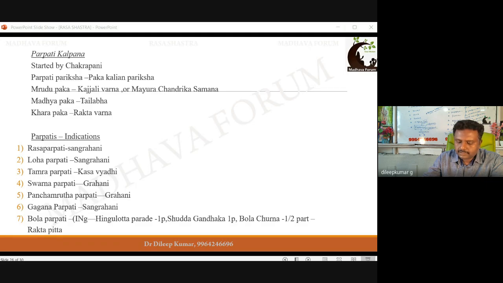It should be administered with avapana. You should start with the samanya matra of parpati kalpana. One rati you should start. You can increase up to 2 ratis. One mandala kala you can give.